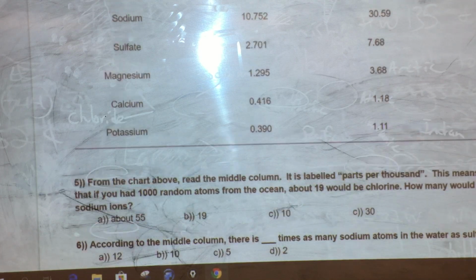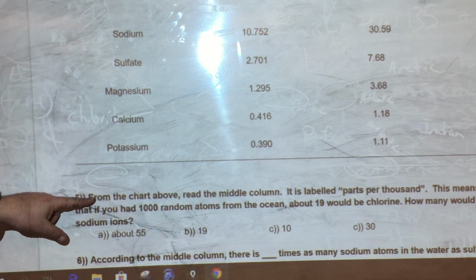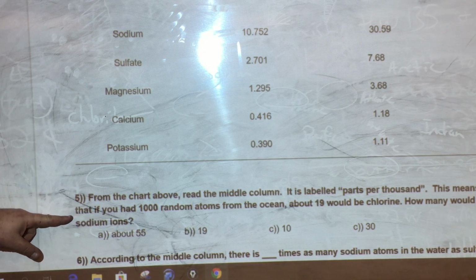Number 5, from the chart above, read the middle column. It's labeled parts per thousand. This means that if you had 1,000 random atoms from the ocean, about 19 would be chlorine. How many would be sodium ions?